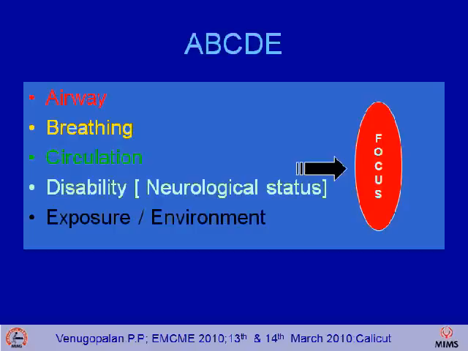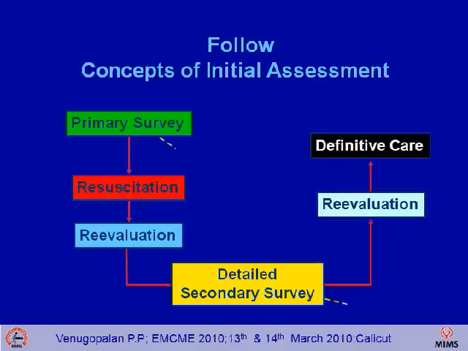While assessing and managing shock, the focus is not different. It is always airway, breathing, circulation, disability, and exposure and environment. So, while managing a shock, always follow the concepts of the trauma initial assessment and management chart, which always starts with a primary survey comprising A, B, C, D, E: airway, breathing, circulation, disability, and exposure.